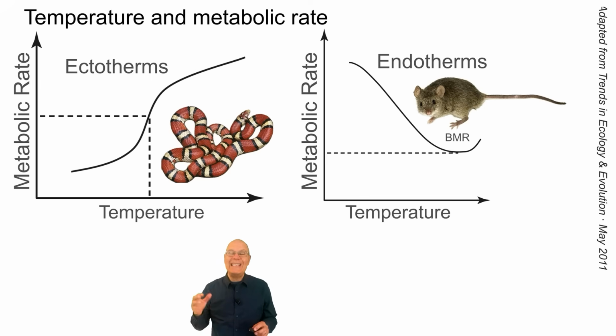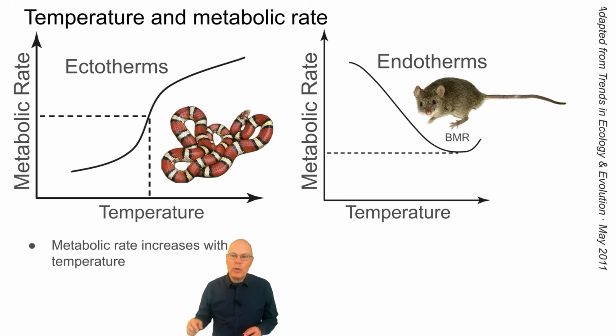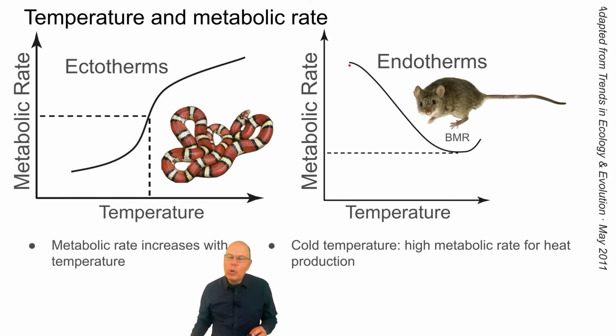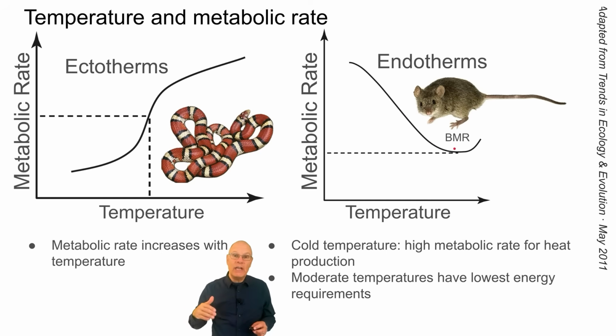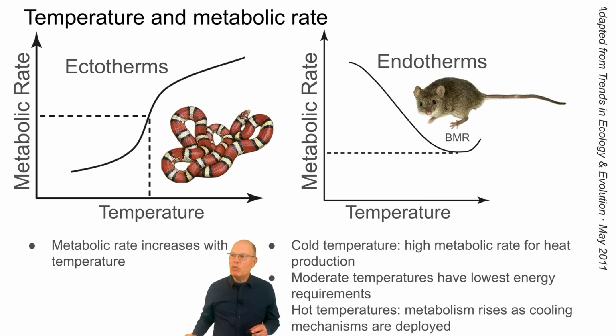What's the relationship between temperature and metabolic rate? In ectotherms, metabolic rate increases with temperature. As the temperature goes up, the metabolic rate goes up in an ectothermic organism like a snake. In an endothermic organism, a mammal or a bird, the relationship is more complex. To begin with, at cold temperatures, the metabolic rate needs to be high. Why? Because a lot of energy needs to be consumed to create heat so that the animal can maintain its metabolic rate at that high, constant set point. As temperatures become more moderate, the metabolic rate falls, and it can fall to the basal metabolic rate. And as temperatures get high, then the metabolism rises as cooling mechanisms are deployed, and those require some energy as well.